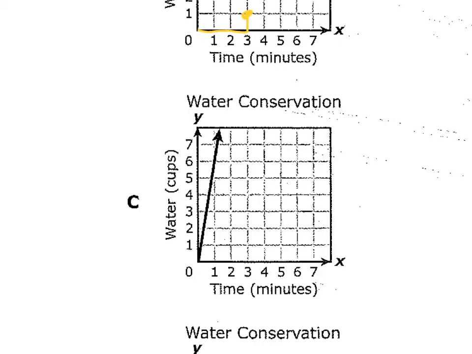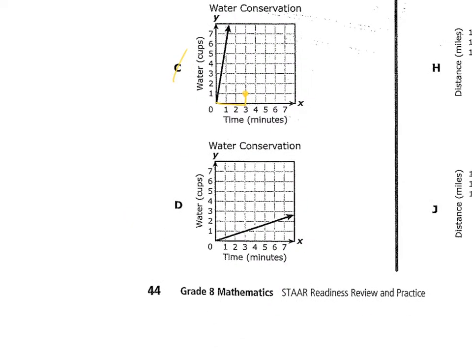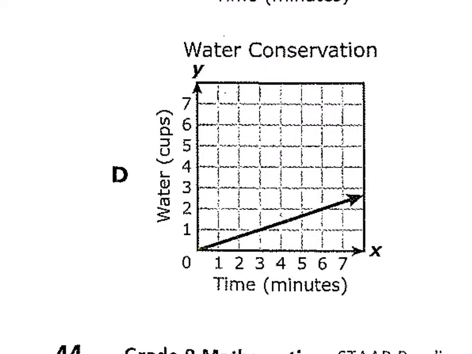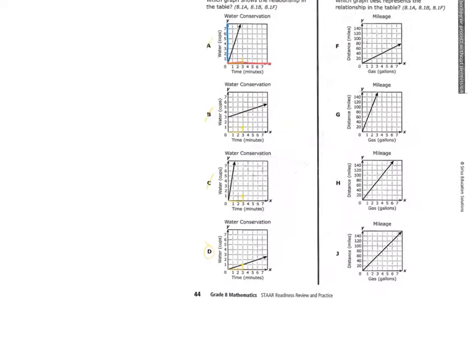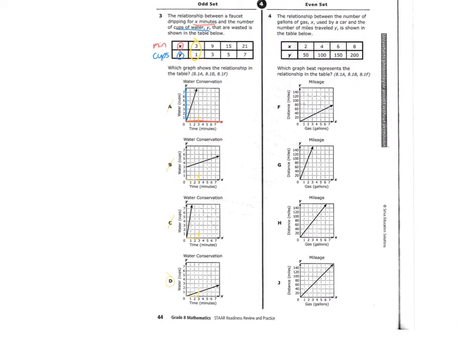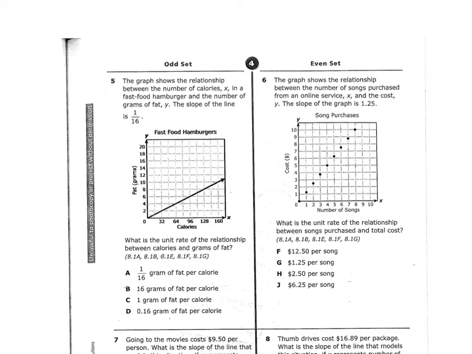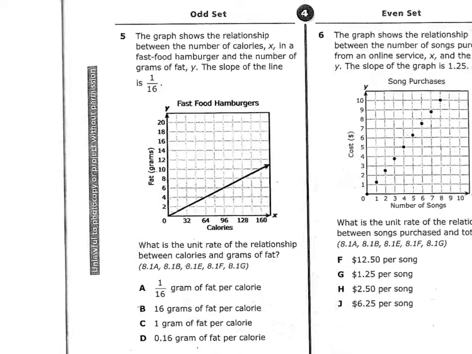On C, got to go over 3, up 1. C is clearly out. I really hope it's D, otherwise that means I messed up. On D, I go over 3, up 1. That looks perfect. So our answer is going to be D on number 3. Number 4 is a similar situation, so try that one out on your own. Okay, number 5 on the next page.